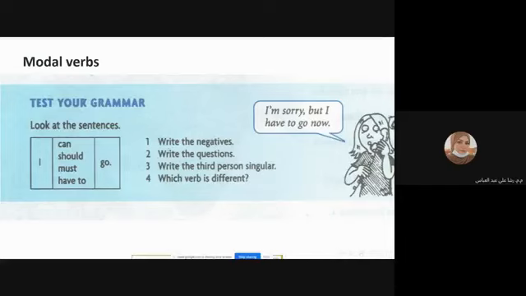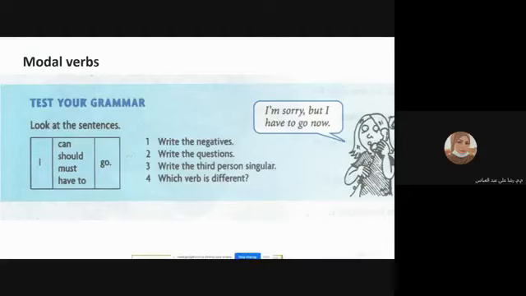Here, we have a test. First, write the negatives. The negative of each modal verb. So, can is changed to can't or cannot. Should, shouldn't or should not. Must, mustn't or must not. Have to, don't have to, or do not have to. So, we do not put not after have to.